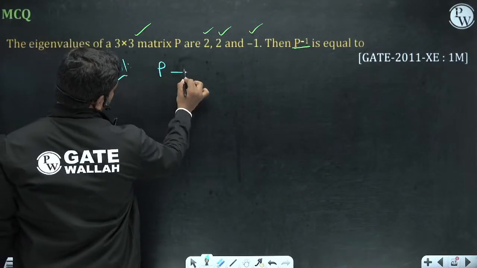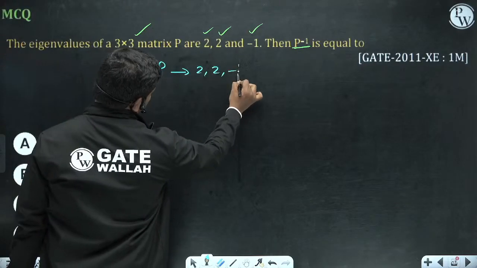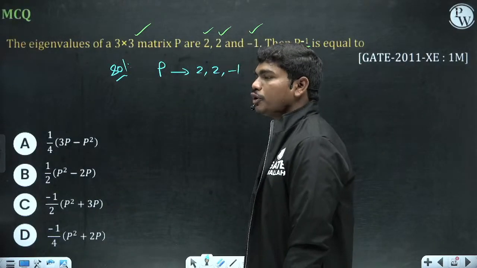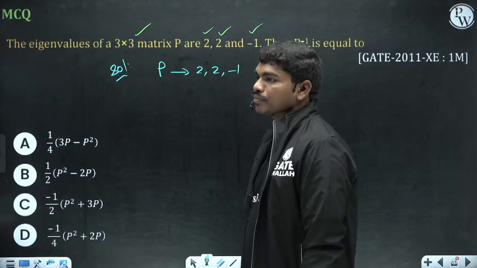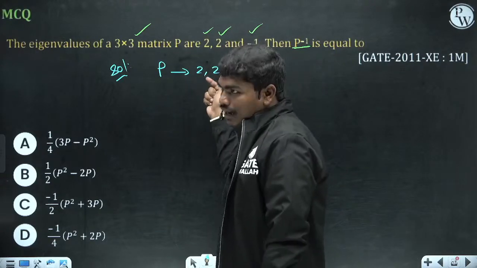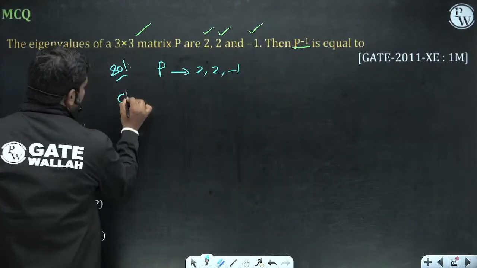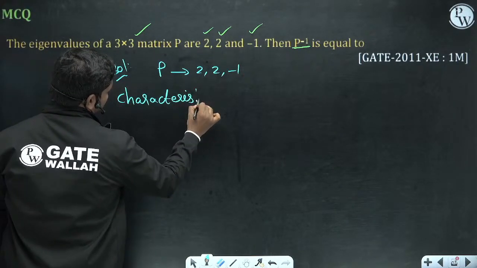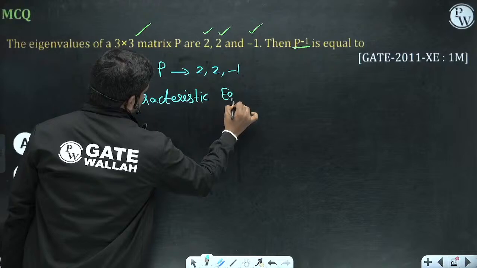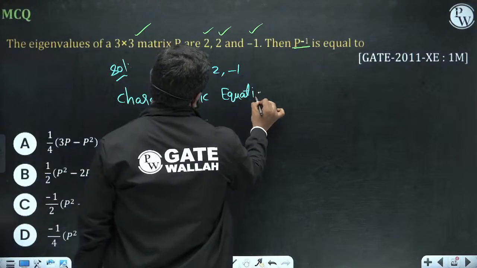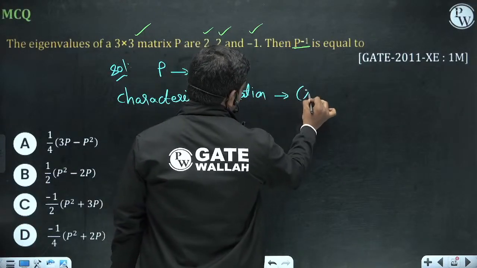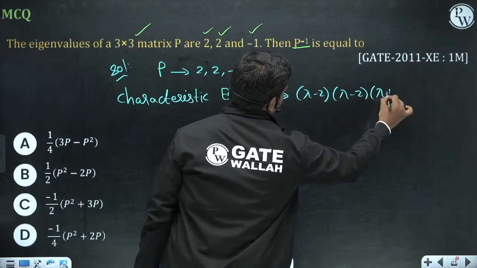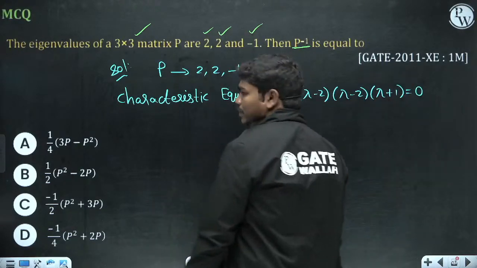What are the eigenvalues of matrix P? 2, 2, minus 1, right? So P inverse is equal to, so how do you do this? Tell me. If these are the 3 eigenvalues, then what is the characteristic equation? The characteristic equation is (lambda minus 2) into (lambda minus 2) into (lambda plus 1) equal to 0. So this will be the characteristic equation.